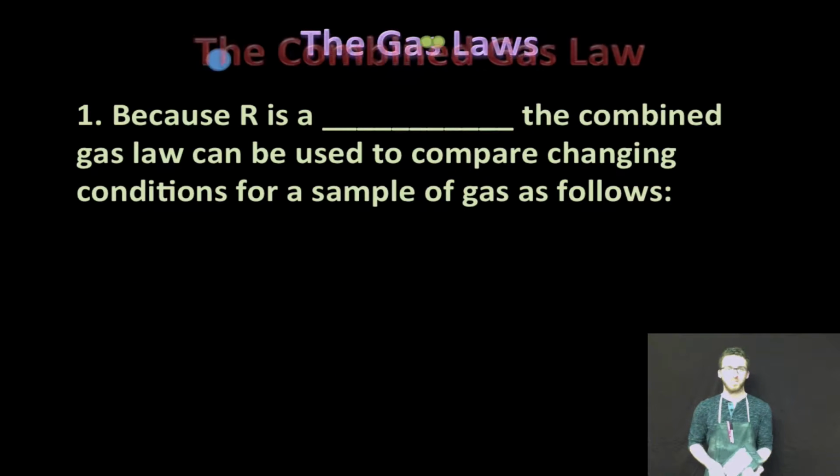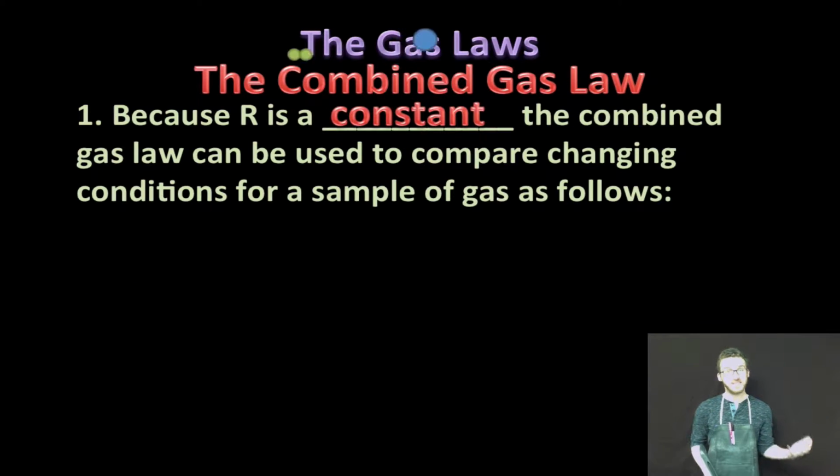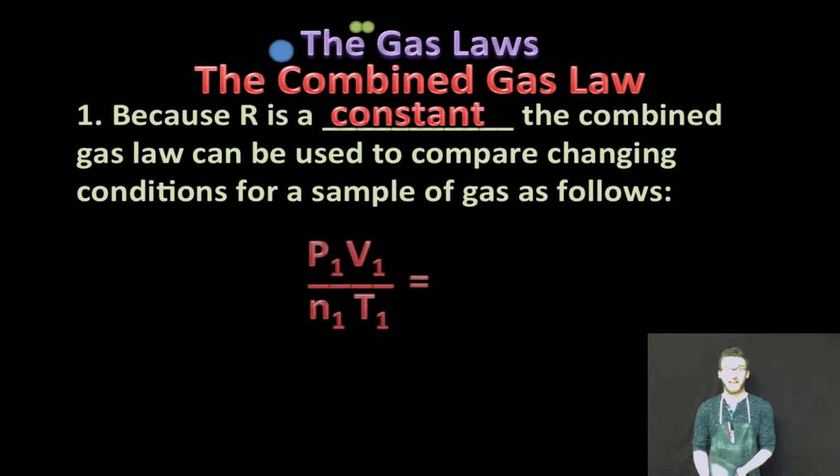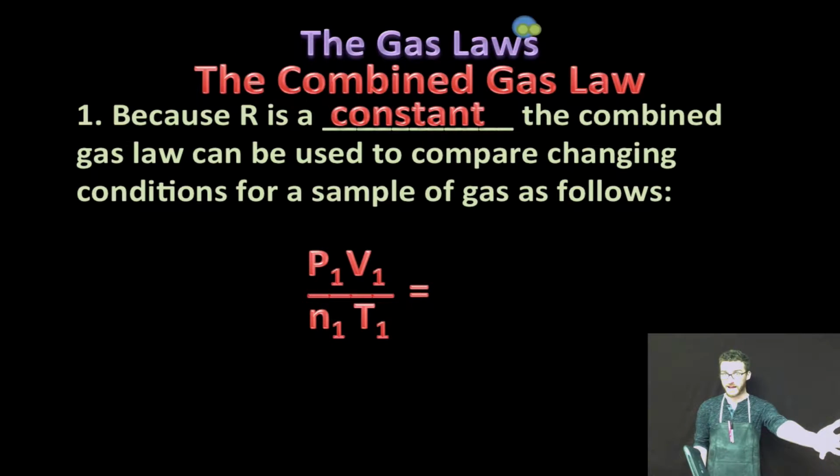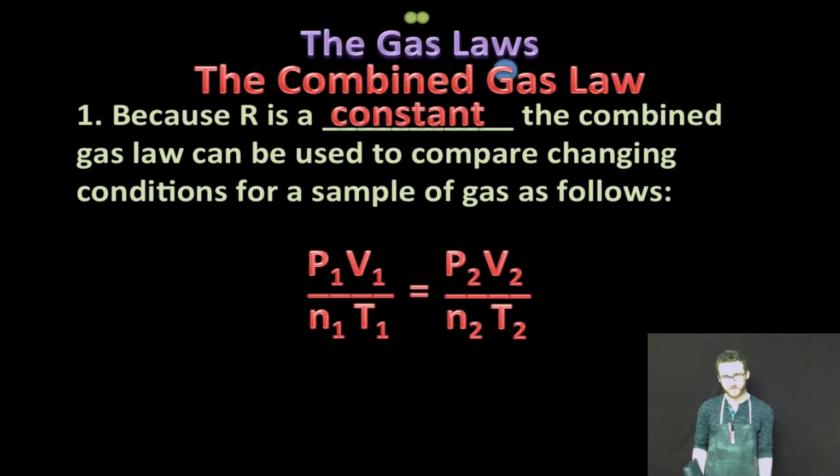So again, it's important to remember that because R is a constant, the ideal gas law can be used to compare changing conditions for a sample of a gas as follows. So recognize the relationship that exists between those four variables, and because it's equal to a constant, anything that we change about those variables, the other variables are going to adjust in such a way so that the value is equal to the R value or constant value that we had under those original conditions.